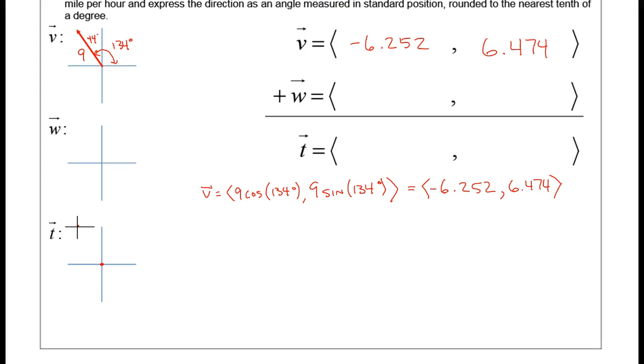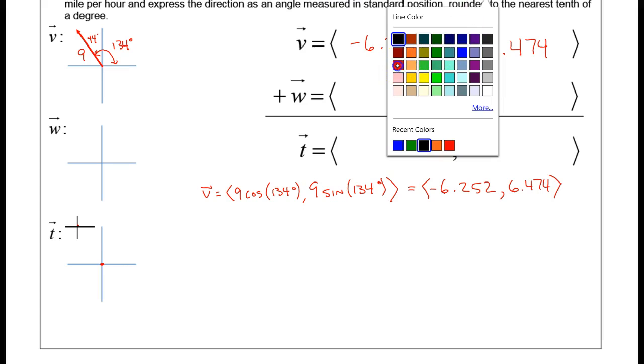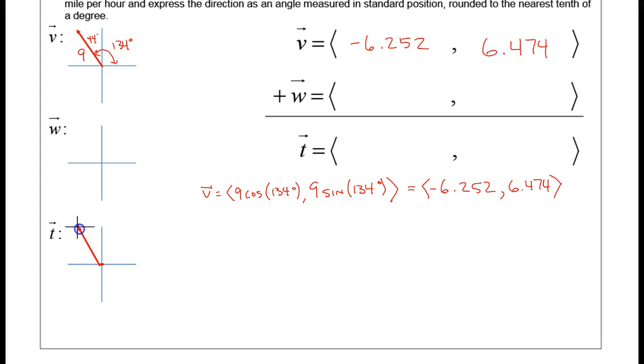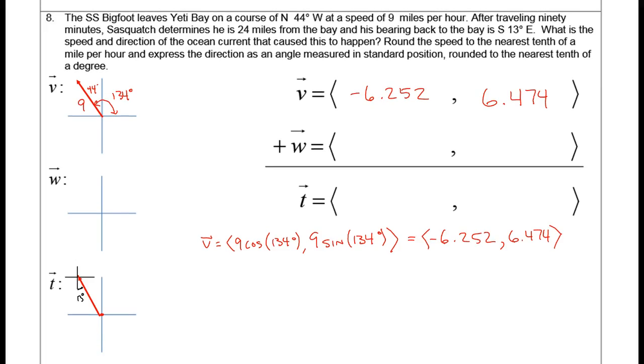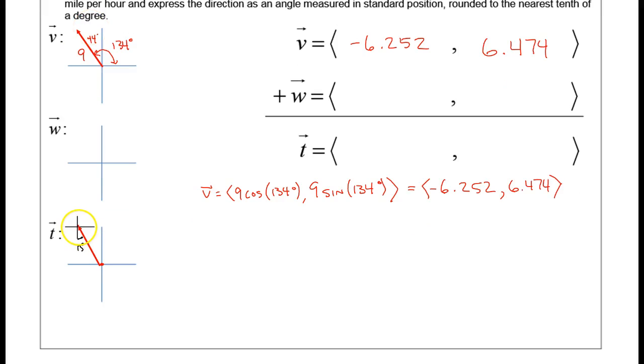Okay, so to look back to the bay, he looks back to the bay at south 13 east. So that 13 degrees is right there. And notice how I drew the vector. So he stops after he goes for, what did it say, 90 minutes. After 90 minutes, he looks back to the bay at south 13 east. That means to get to that point, he had to travel at north 13 west.